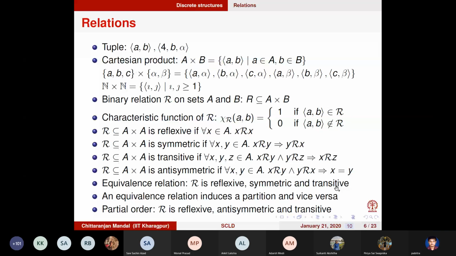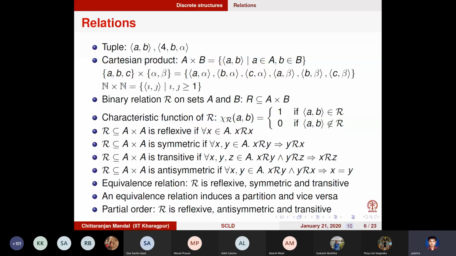In asymmetric, if x is related to y, you completely rule out y being related to x. If AB is there, BA cannot be there. If AB is there and BA is there in the anti-symmetric case, it means A is equal to B. In asymmetric, if AB is there, BA cannot be there.